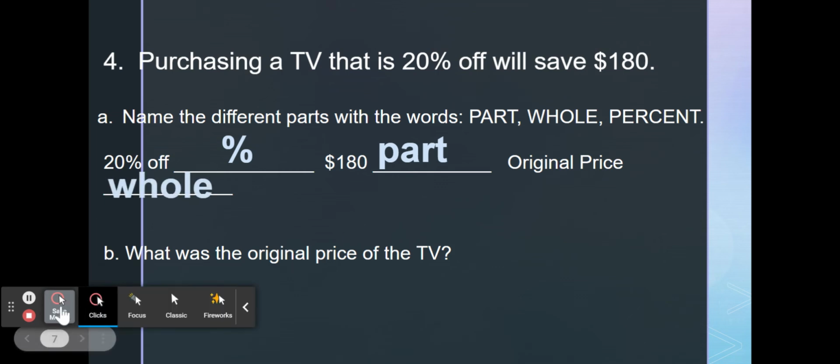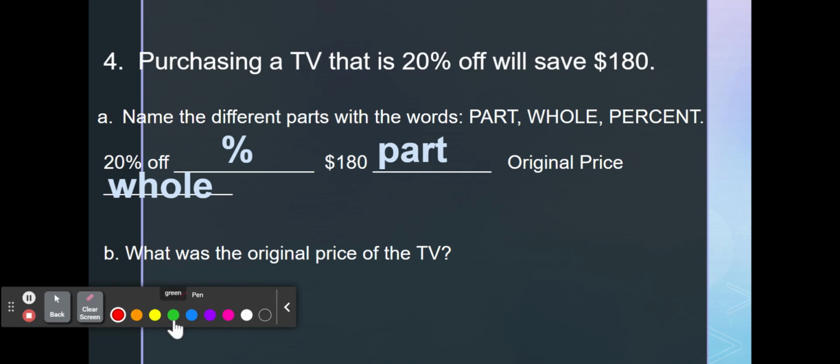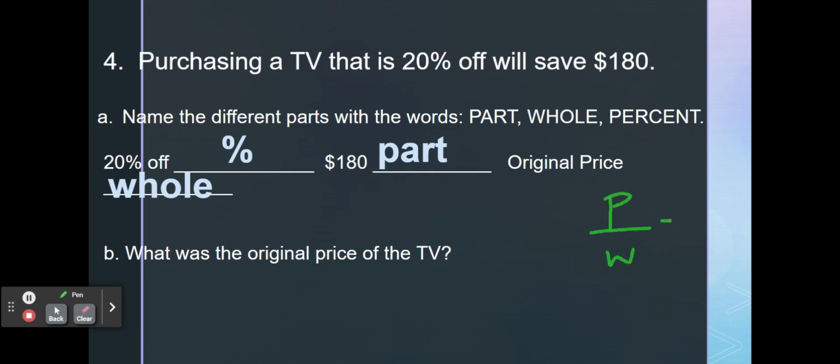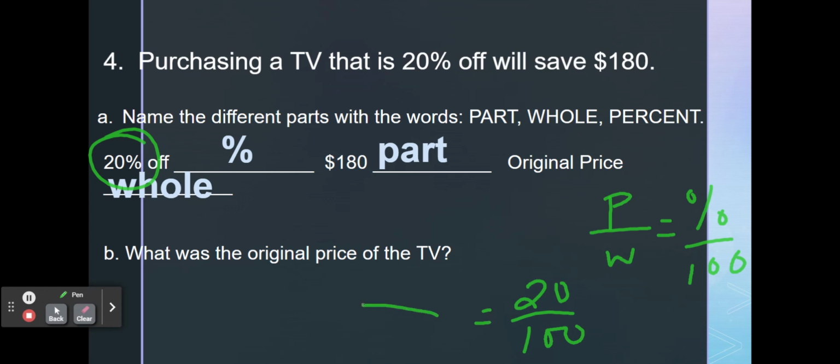So now we're going to determine what each of these pieces are. Let's change colors just for fun. Let's set up our formula. So it's part over whole equals percent over 100. Okay, let's plug in each one of these things. Well, 20% is the percent, so I'm going to change that to a fraction, 20 over 100. Now I need to identify the part and the whole. So this says I will save $180. We already said that that is the part, so that goes here.